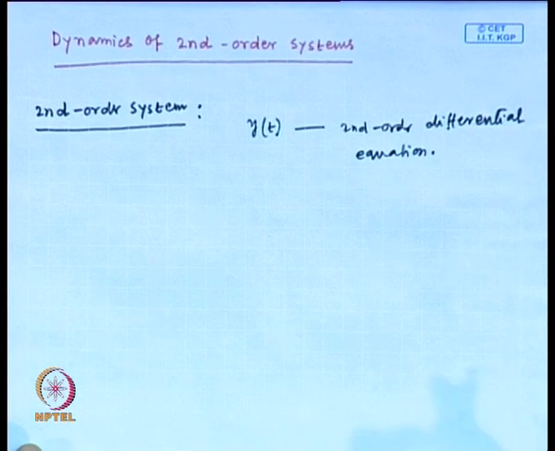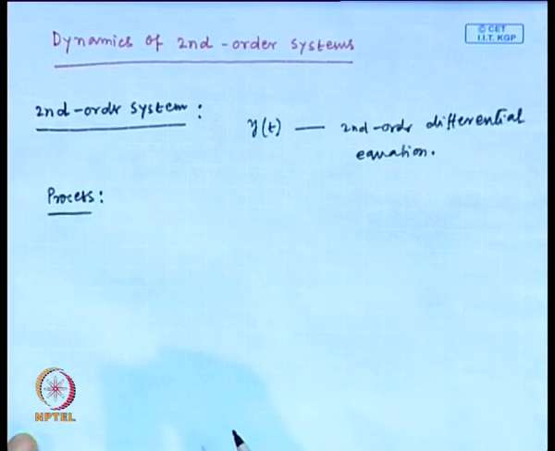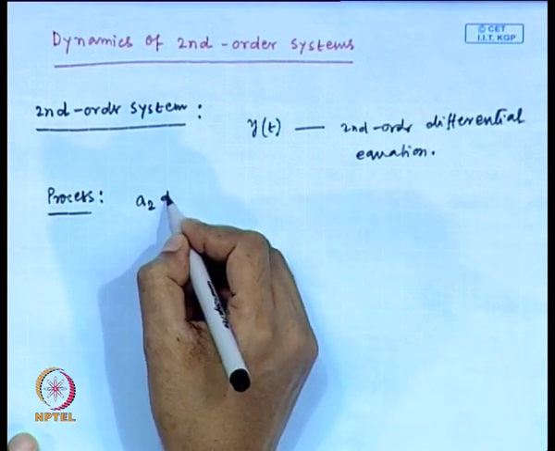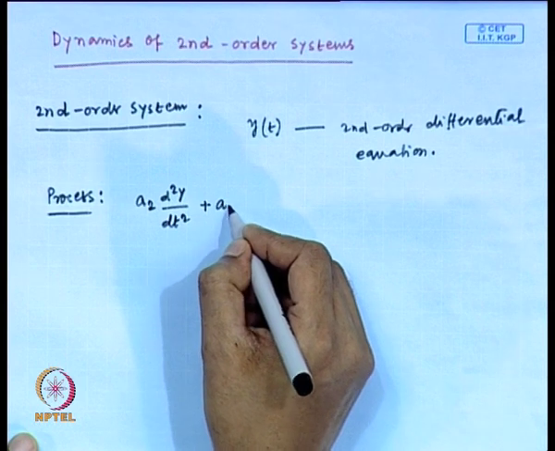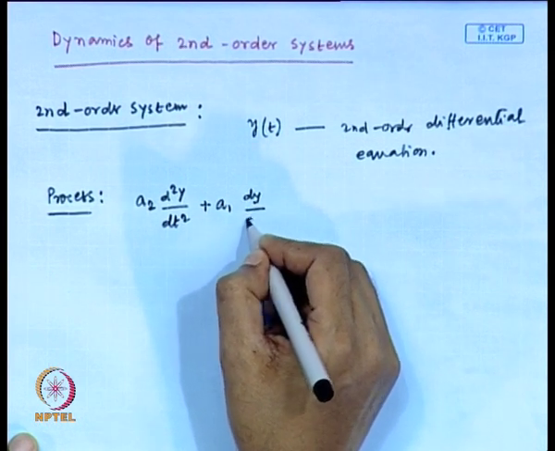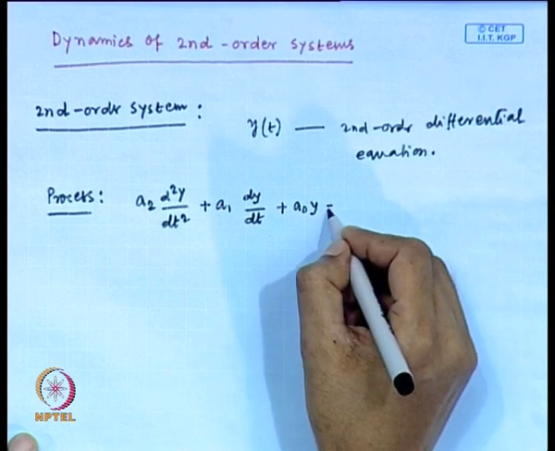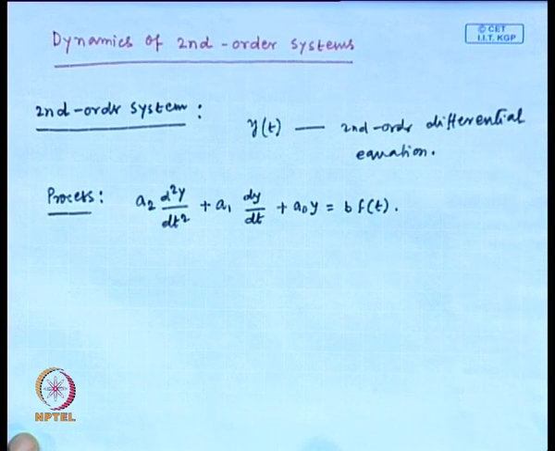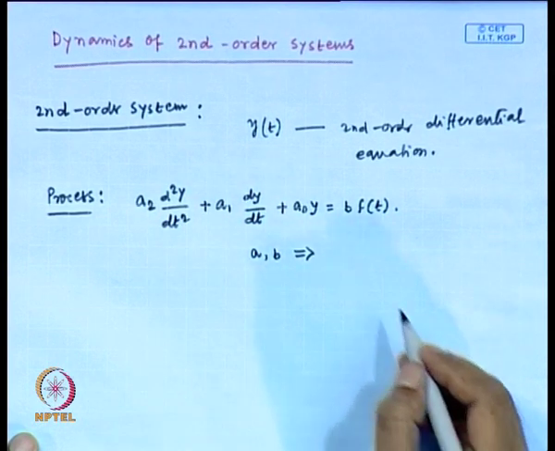Fine. Now, we will consider a second order differential equation. So, for the second order process, the modeling equation we can represent by this form: a2 d2y/dt squared plus a1 dy/dt plus a naught y equals b f(t). Fine. a and b both are constant coefficients.